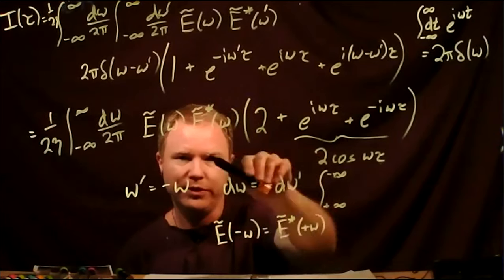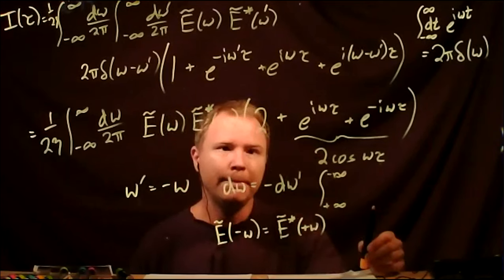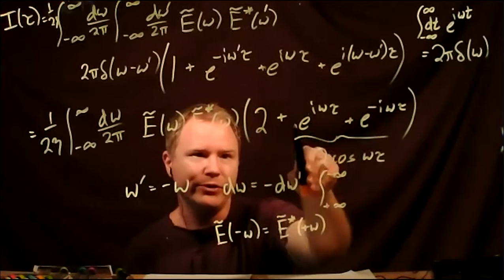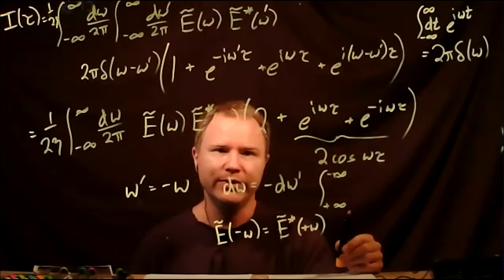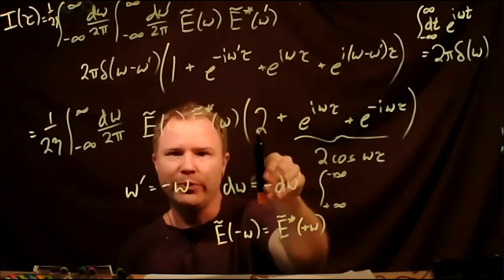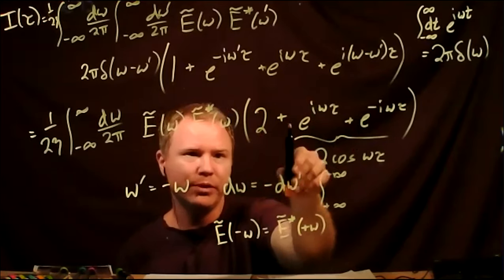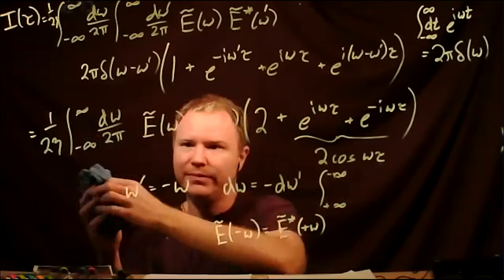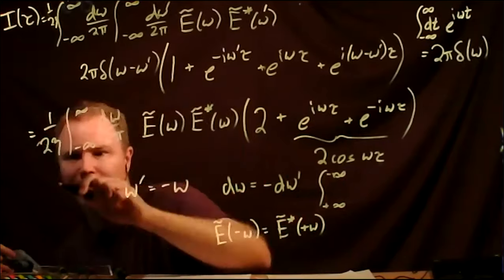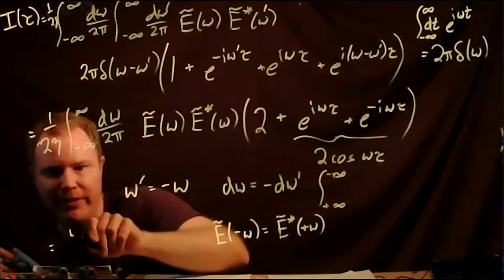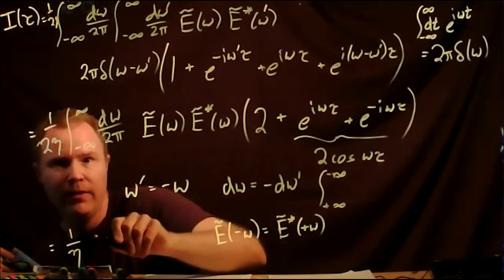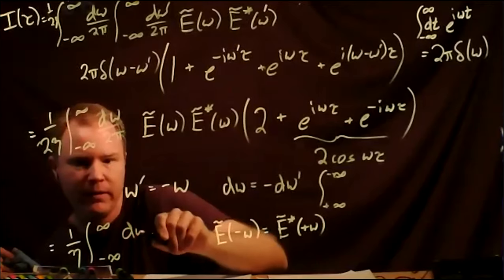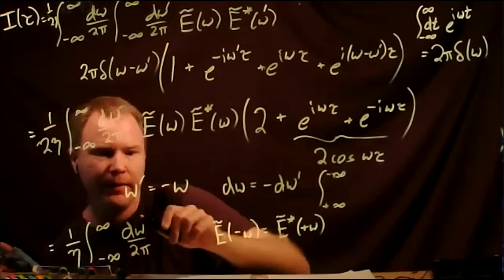So, changing variables and going through all this, all that does is turn this last term into an identical copy of this middle term. So now we have two as a constant here plus two of those terms. And that's going to cancel out the two out here. So having done all that, I have 1 over eta, integral from minus infinity to infinity, d omega over 2 pi.